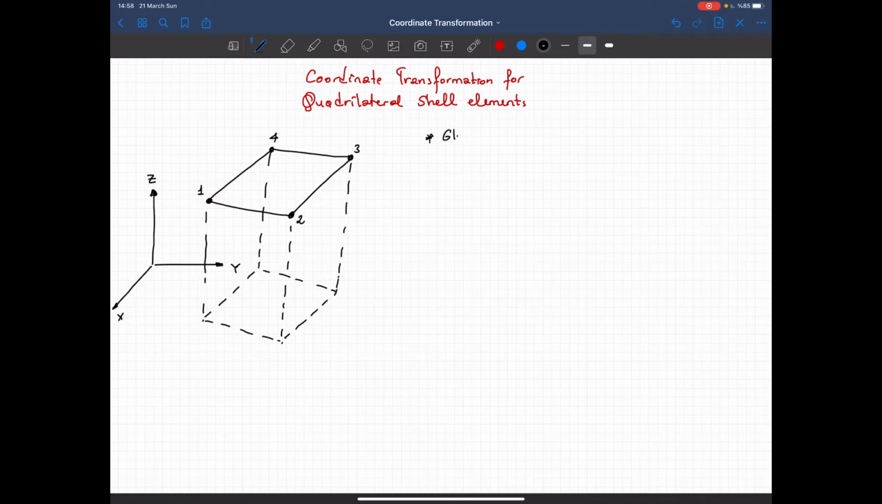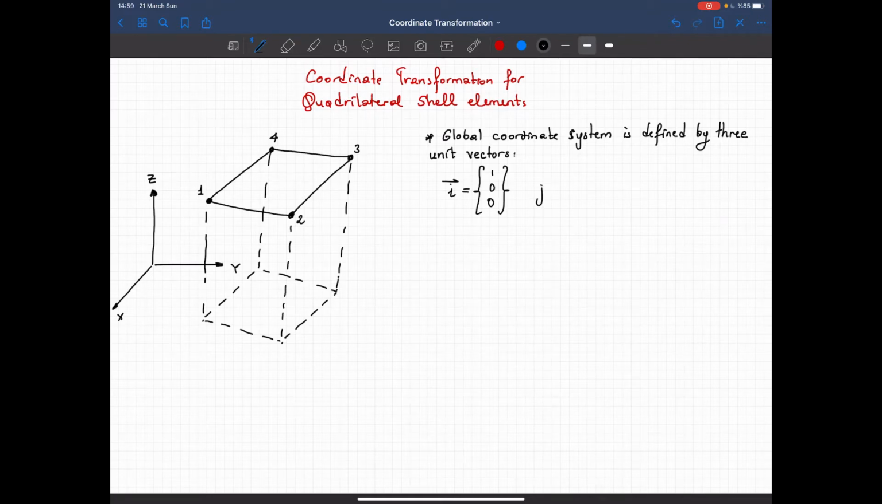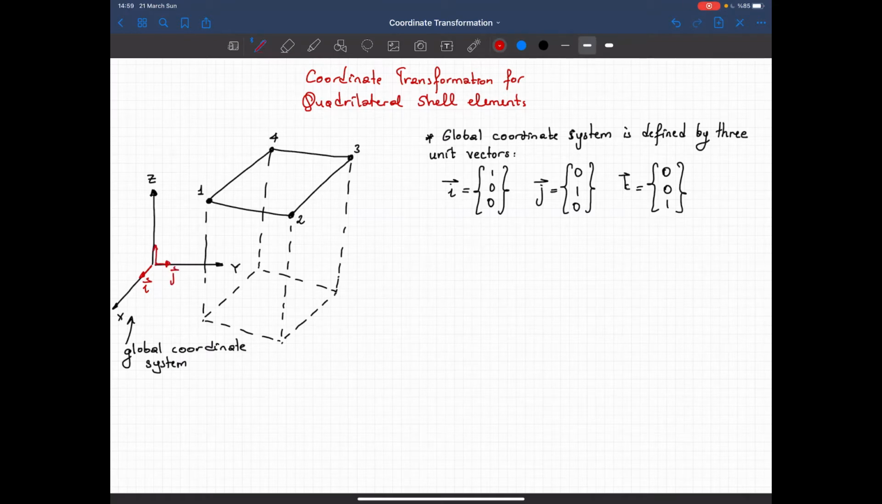Now, the global coordinate system is defined by three unit vectors: we have I, we have J, and we have K. So this defines the global coordinate system, and these are the directions of these unit vectors I, J, and K.